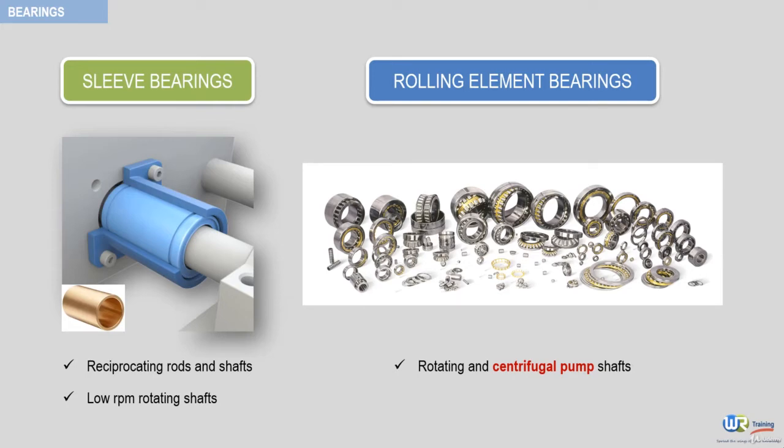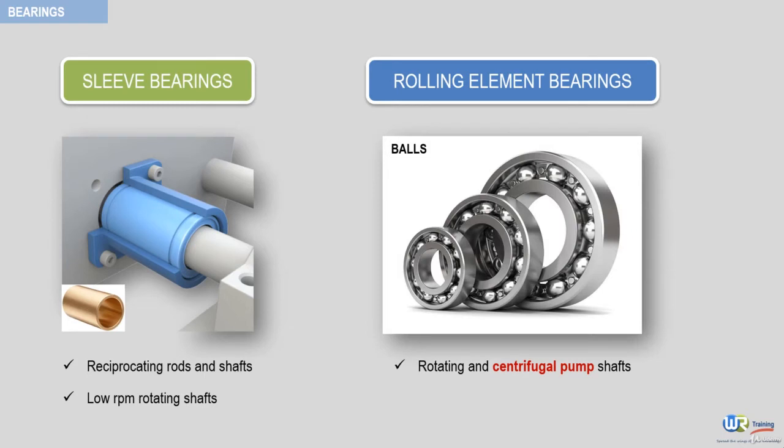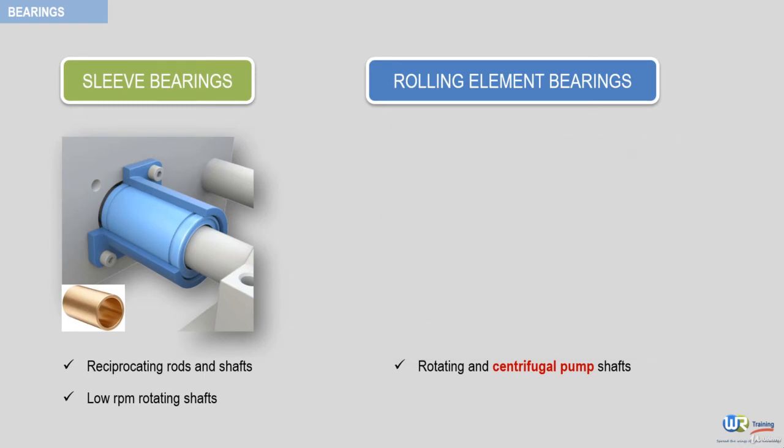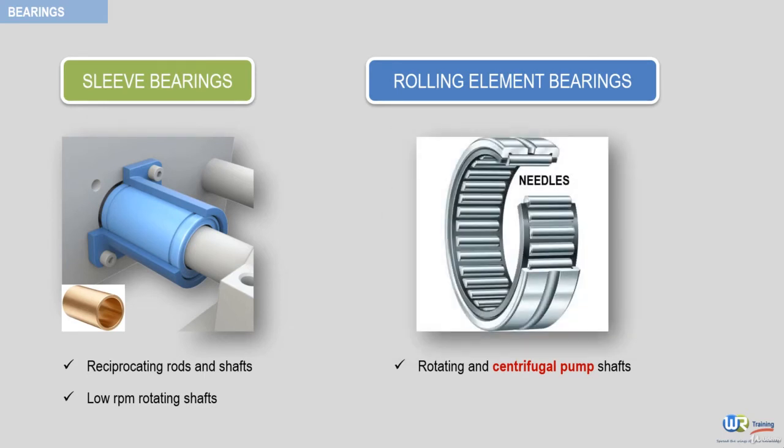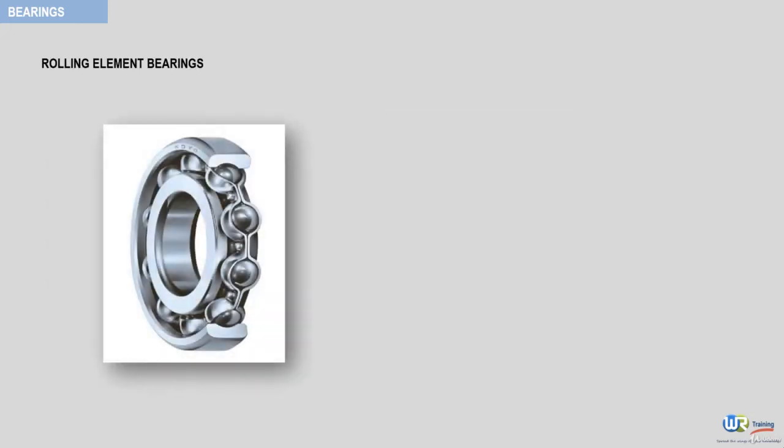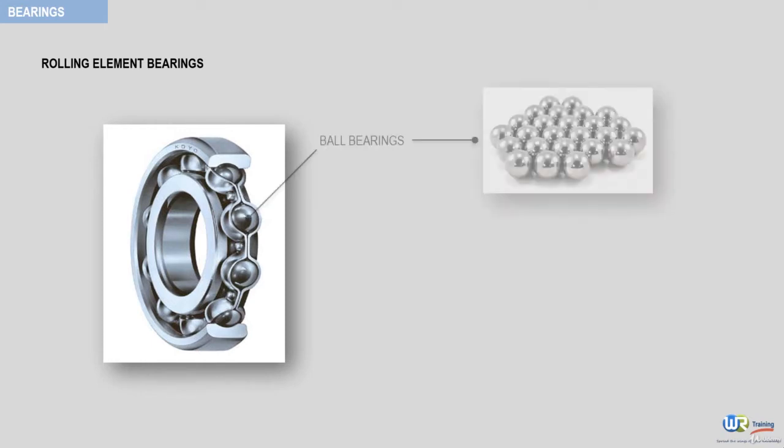The precision rolling element bearing may have round balls or rollers in the form of spindles, cones, or needle rollers as the rolling elements. The rolling elements move within an inner ring or race and an outer ring or race. Take a look at the following ball bearings. So the rolling element in this case is some ball bearings as depicted in the figure.